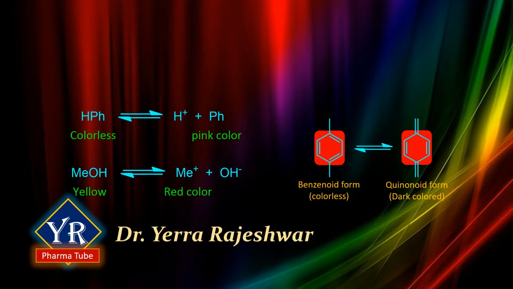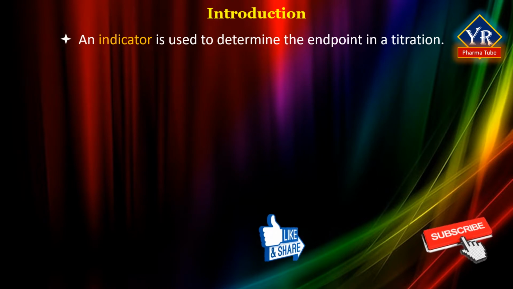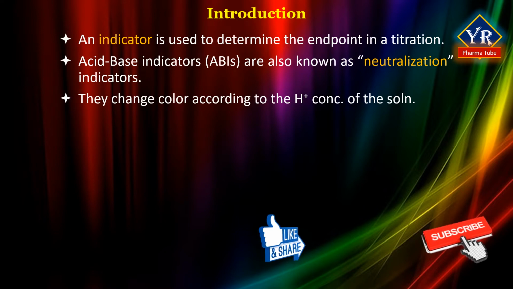In this class, we shall try to understand the theories of acid-base indicators. An indicator is a substance which is used to determine the end point in a titration. Acid-base indicators are also known as neutralization indicators. These indicators change color according to the hydrogen ion concentration of the solution.